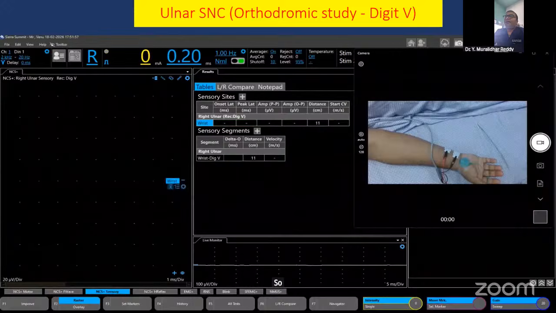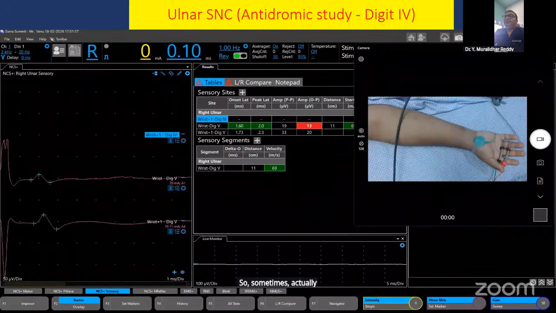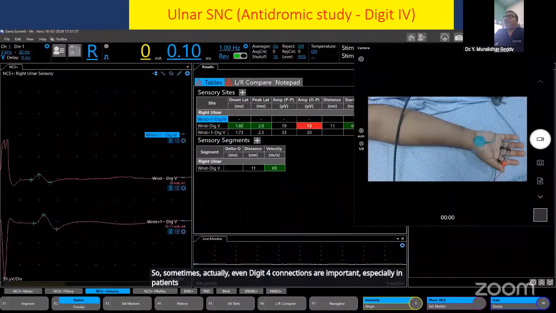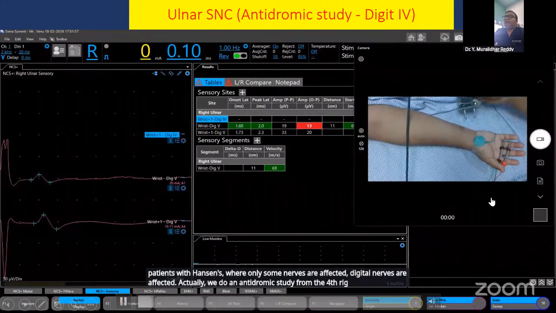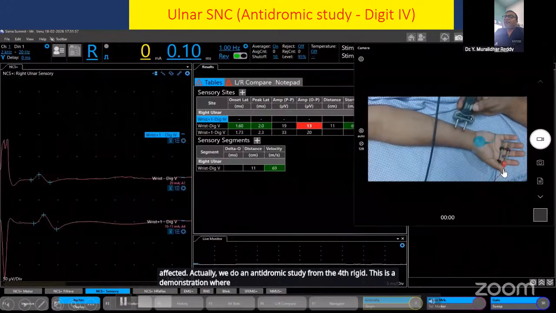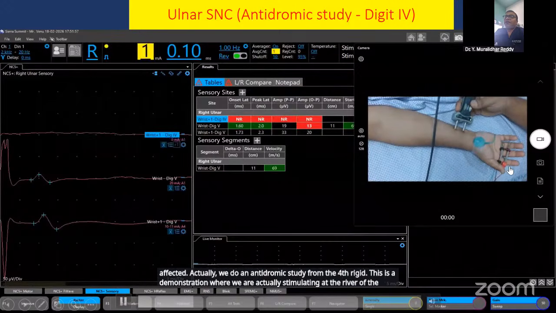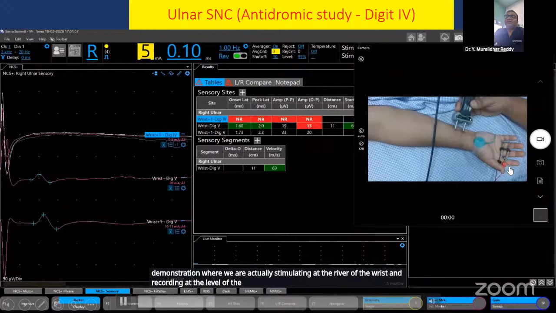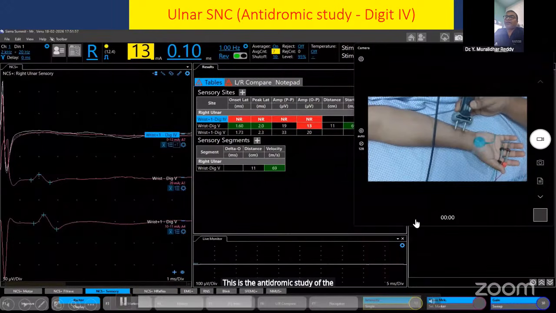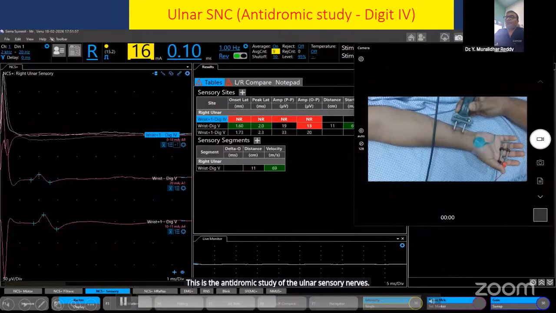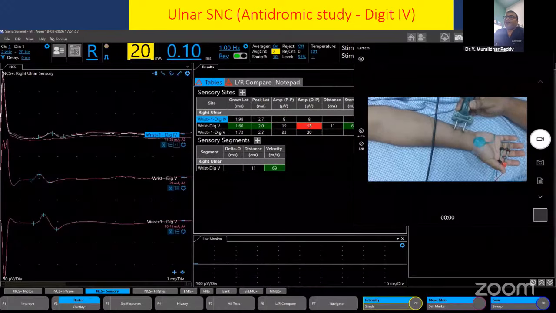Sometimes even digit 4 conductions are important, especially in patients with Hansen's, where only some digital nerves are affected. We do an antidromic study from the fourth digit. This is a demonstration where we are stimulating at the level of the wrist and recording at the level of the fourth digit. This is the antidromic study of the ulnar sensory nerves, as you may see here.